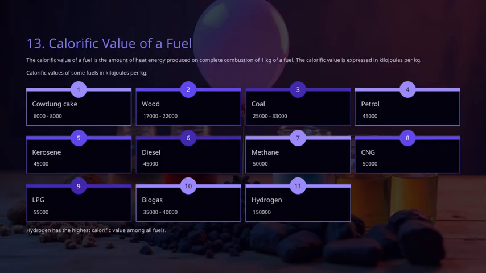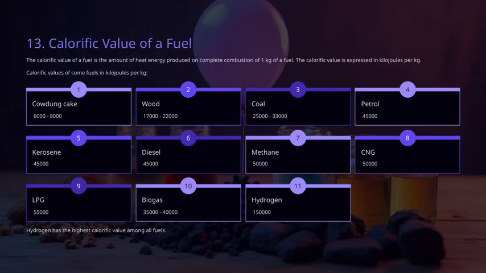For example, cow dung cakes have a calorific value ranging from 6,000 to 8,000 kilojoules per kilogram. Kerosene, on the other hand, has a much higher value at around 45,000 kilojoules per kilogram. Wood generally has a calorific value between 17,000 and 22,000 kilojoules per kilogram, while LPG and diesel are even higher, with values around 45,000 and 55,000 kilojoules respectively.